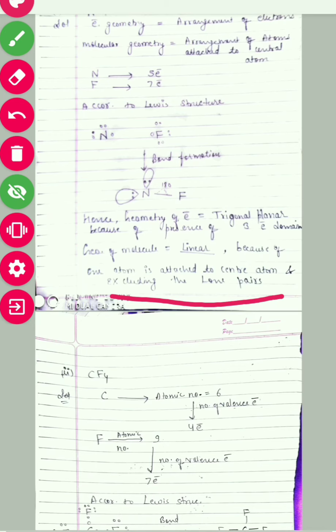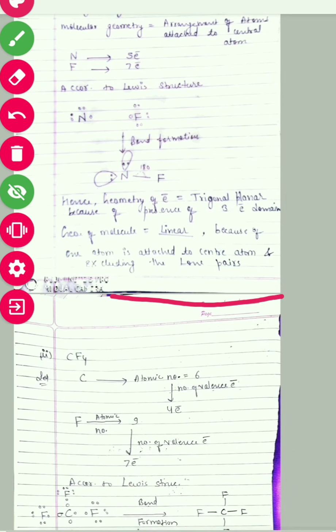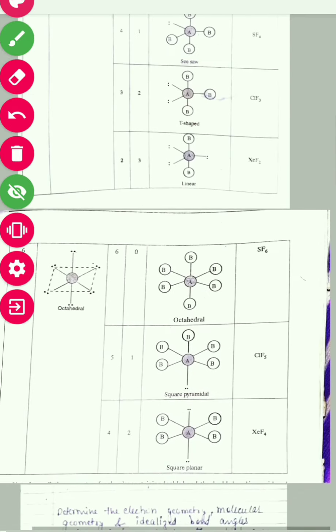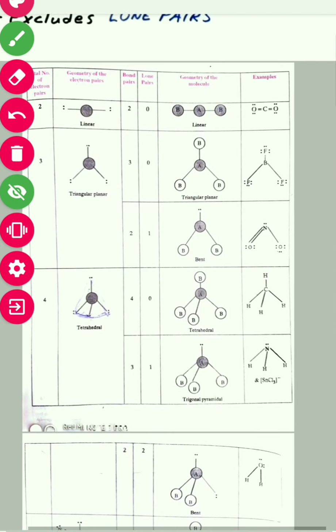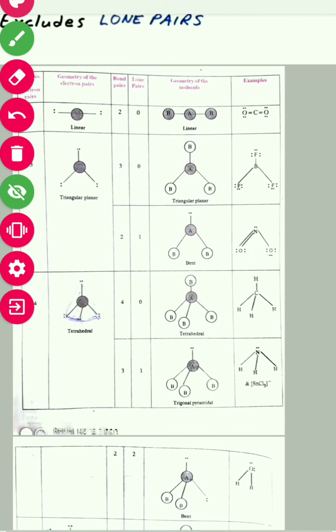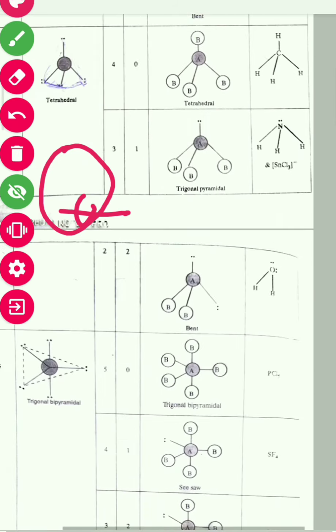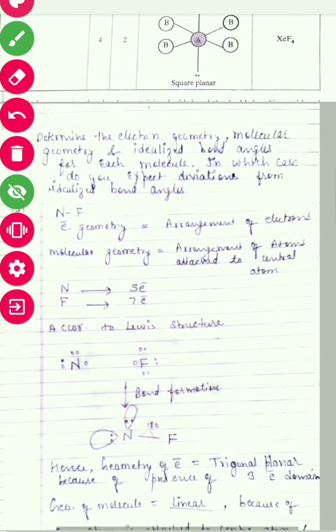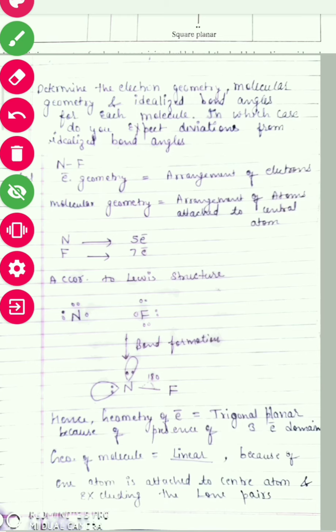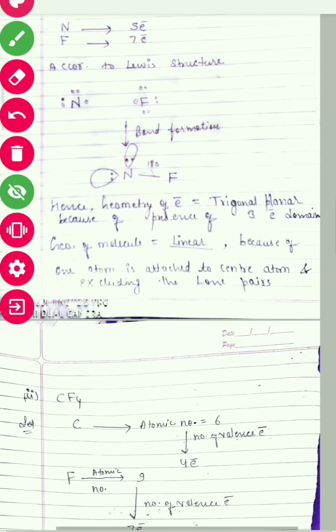So, if we find the structure in the above table, we can easily understand. Now see the table to find out. In trigonal planar, we have 3 electron domains, and here we have 3 electron domains. That means the structure is trigonal planar. In a similar way, we can solve all these questions.